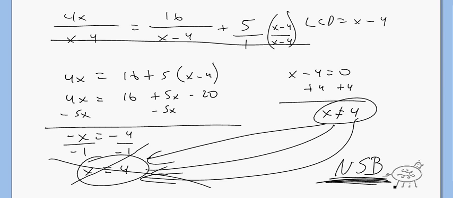But that's it. That's how you do these kind of problems, guys. It's really not that bad. Same thing as rational expressions, except you cross off the denominator and you solve at the end.